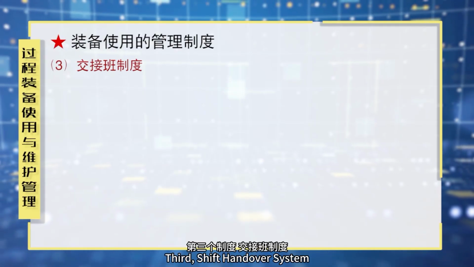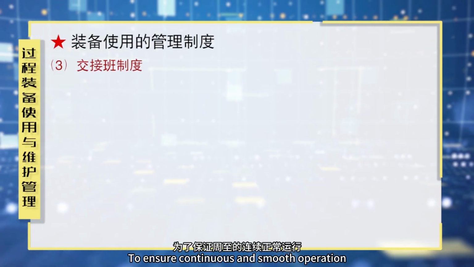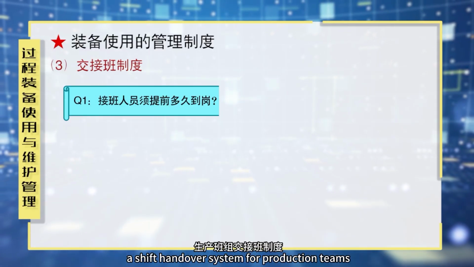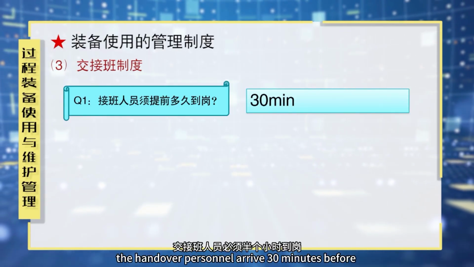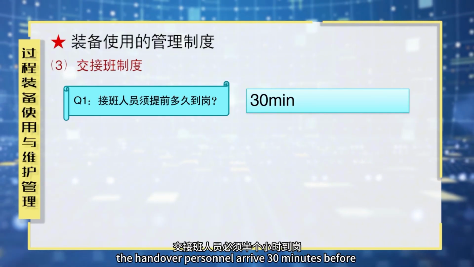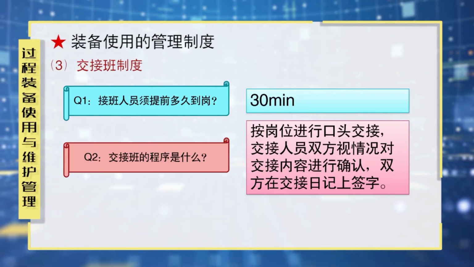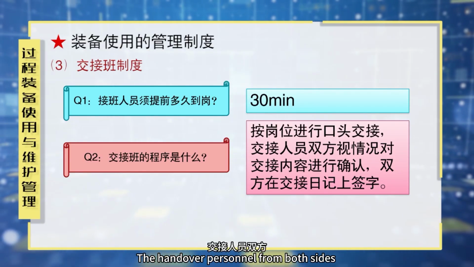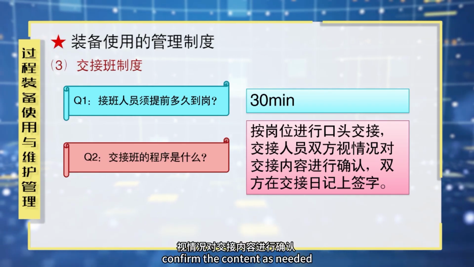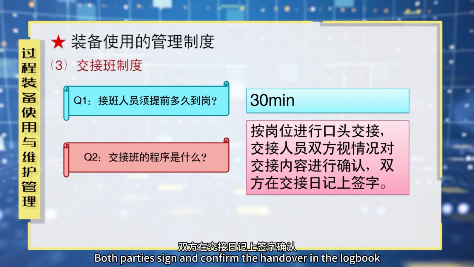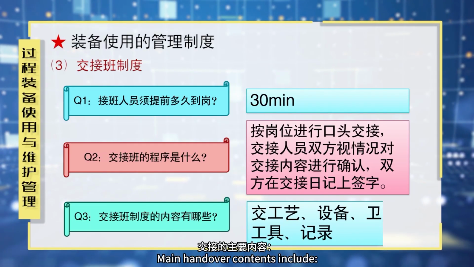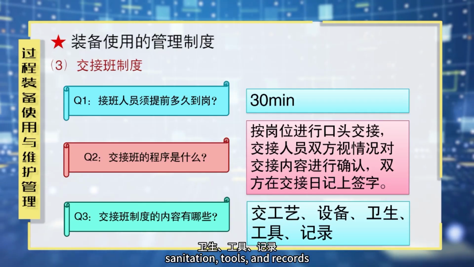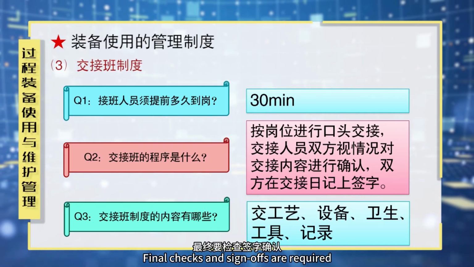Third, shift handover system, to ensure continuous and smooth operation. Chemical enterprises typically establish a shift handover system for production teams. It is generally required that the handover personnel arrive 30 minutes before the shift to conduct a preliminary inspection. The handover procedure is carried out verbally according to the position. The handover personnel from both sides confirm the content as needed. Both parties sign and confirm the handover in the logbook. Main handover contents include process, equipment, sanitation, tools, and records. Final checks and sign-offs are required.